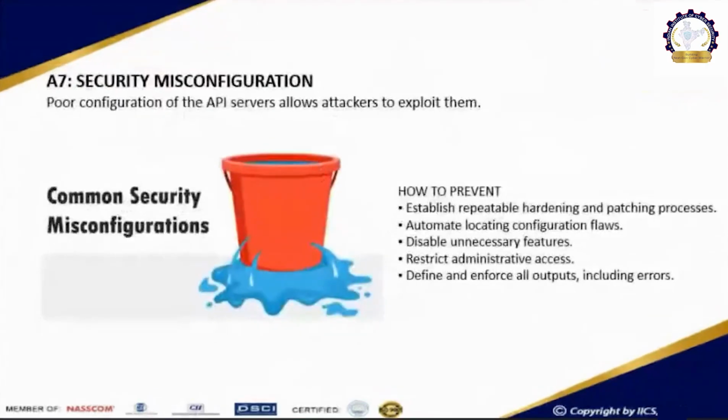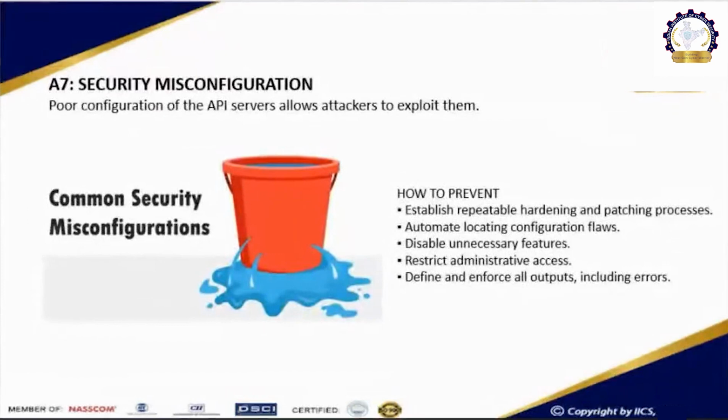Okay, so we have come to the next lab, the next category, which is security misconfiguration. So what is this? This is a poor configuration of the API servers that allows attackers to exploit them. So how can we solve this?